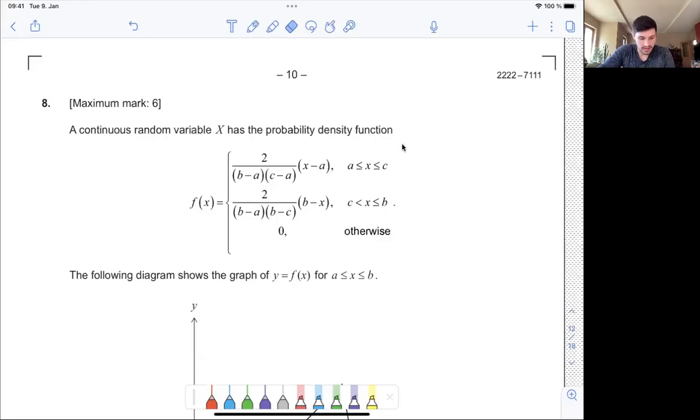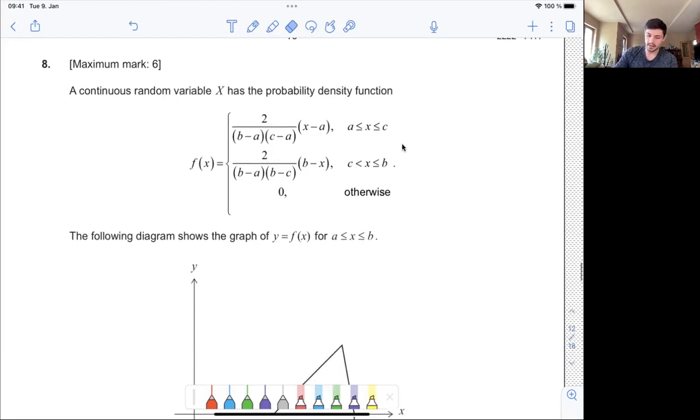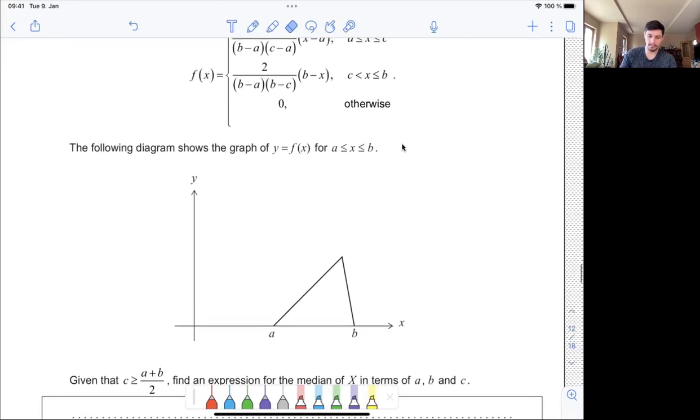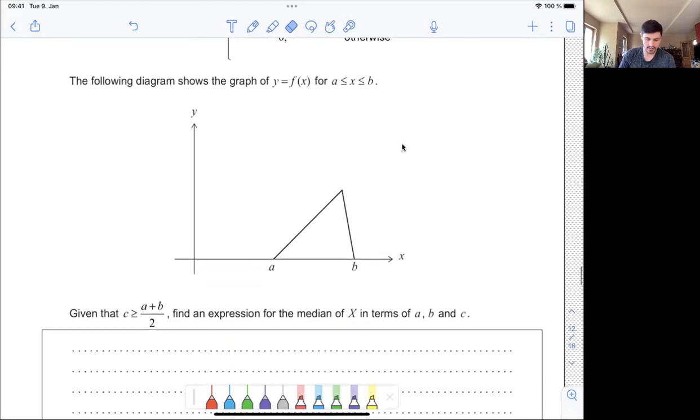Okay, question 8. A continuous random variable x has the probability density function as follows here. The following diagram shows the graph of y equals f(x) for x between a and b. Given that c is greater than (a plus b) over 2, find an expression for the median x in terms of a, b, and c.